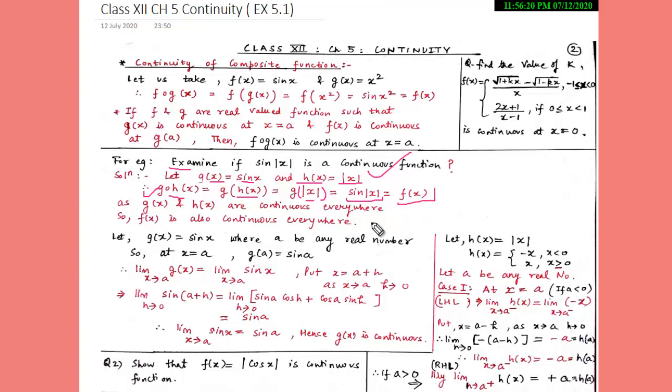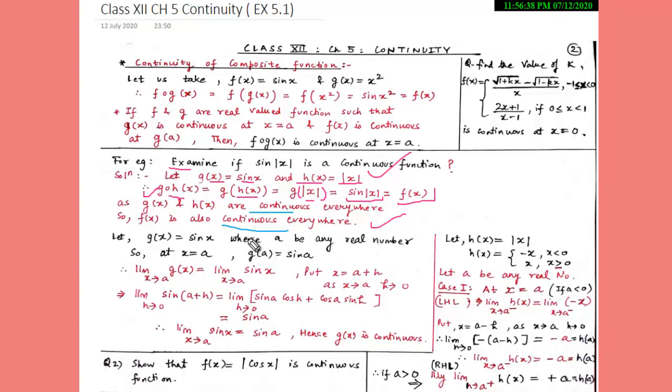So here, since g(x) and h(x) both are continuous functions, as I have already told you that if two real functions are continuous, then the composition of both the functions is also continuous. So student, from here our function sin mod x is continuous everywhere.